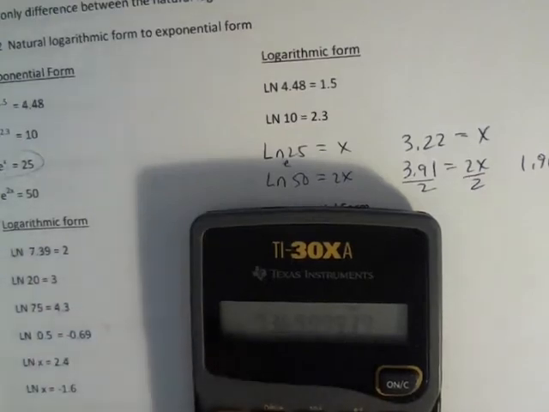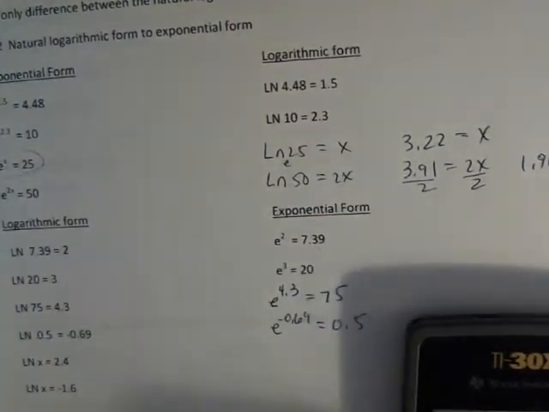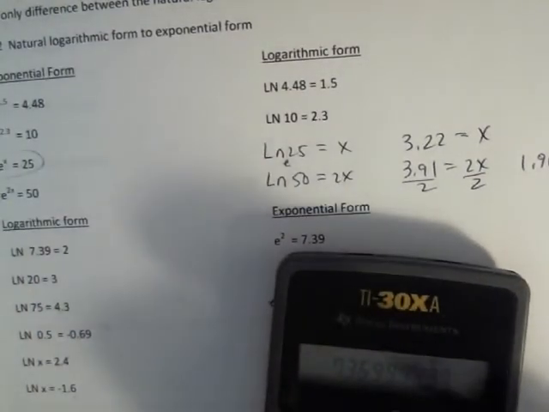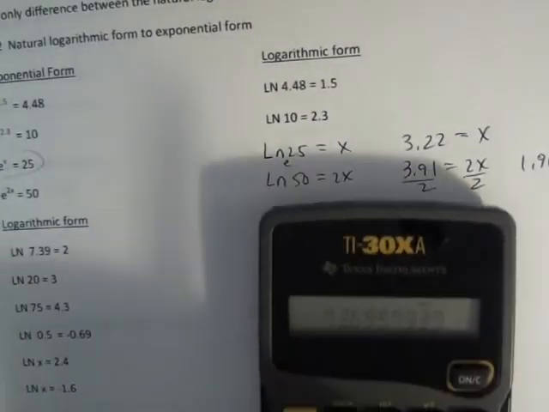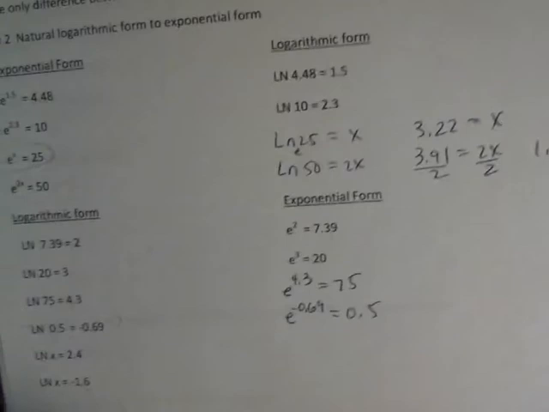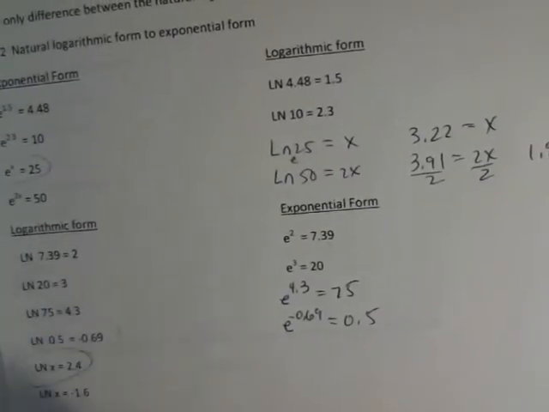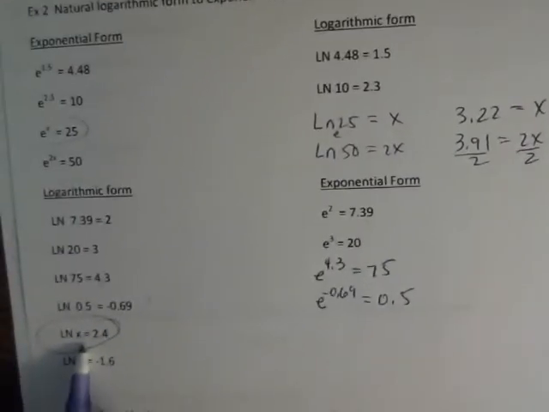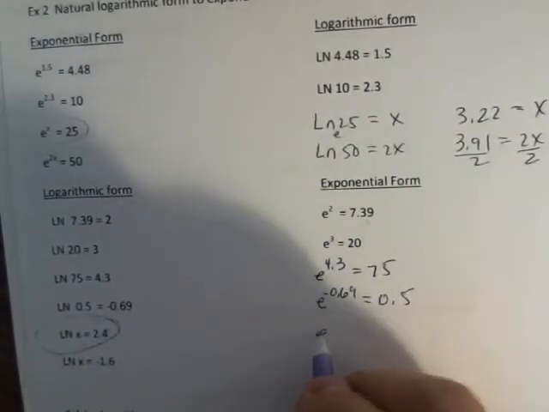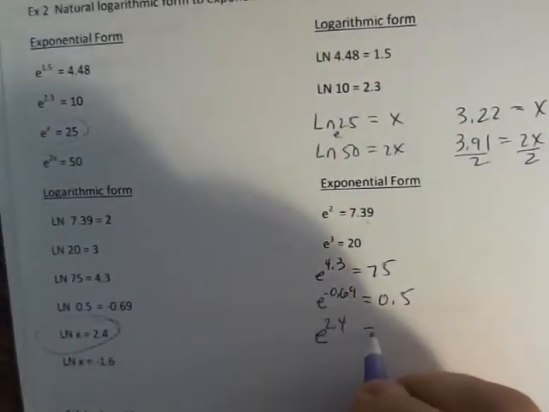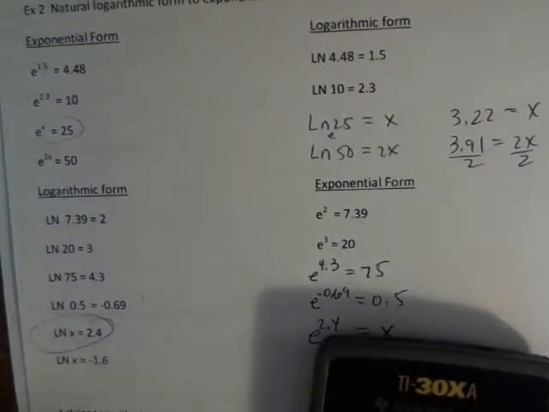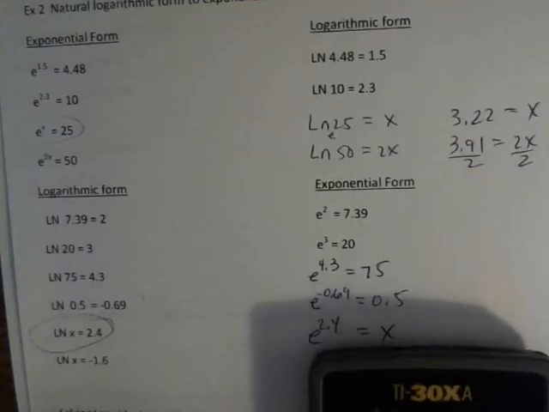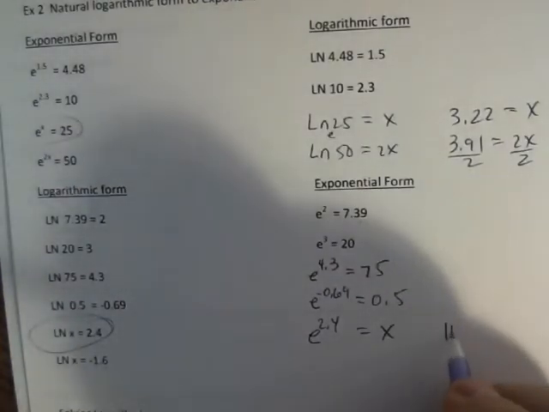That's provided you know how to work your calculator. But e to the 4.3, again, we're rounding. So, it's going to be close, but that's how you can always check it. Now, down here, well, I don't know x. But again, that's my number. But I do know my base, I do know my exponent, and that's how I find my x. So 2.4, so I get about 11.02.